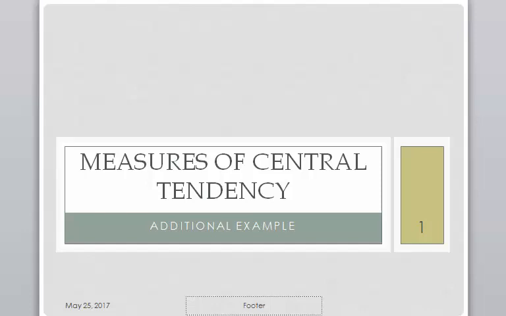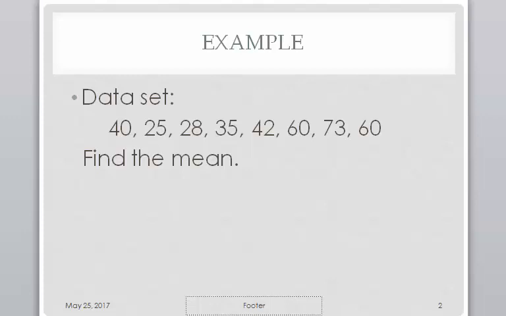We'll now look at an additional example for calculating measures of central tendency. We begin by calculating the mean. Our data set contains the values 40, 25, 28, 35, 42, 60, 73, and 60.